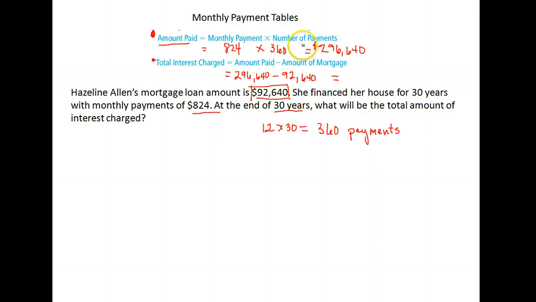To subtract that $92,640, the amount of her mortgage, we find out that of her payments, $204,000 were just finance charges. Okay, so she paid back her loan of $92,640 and she paid $204,000 in interest.